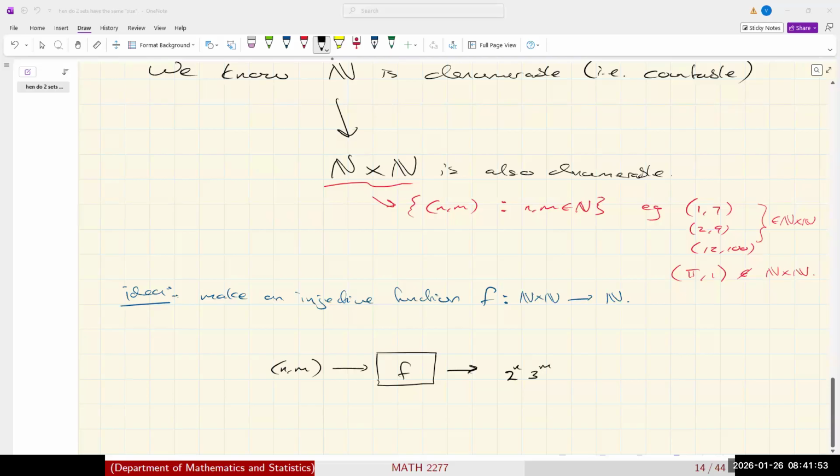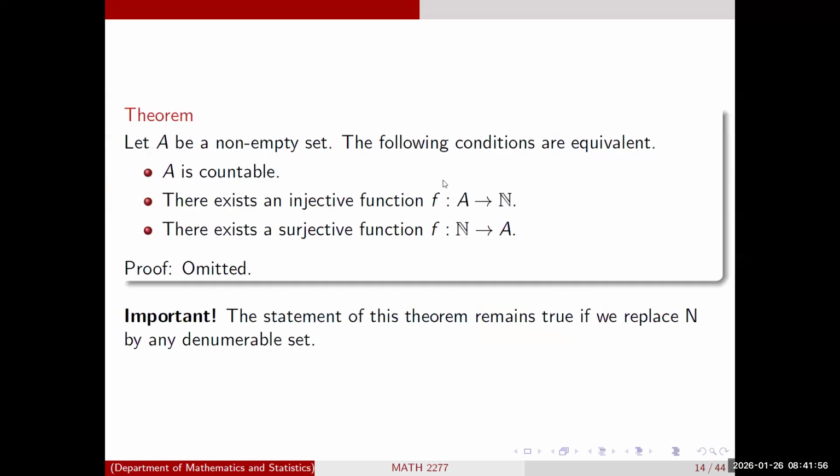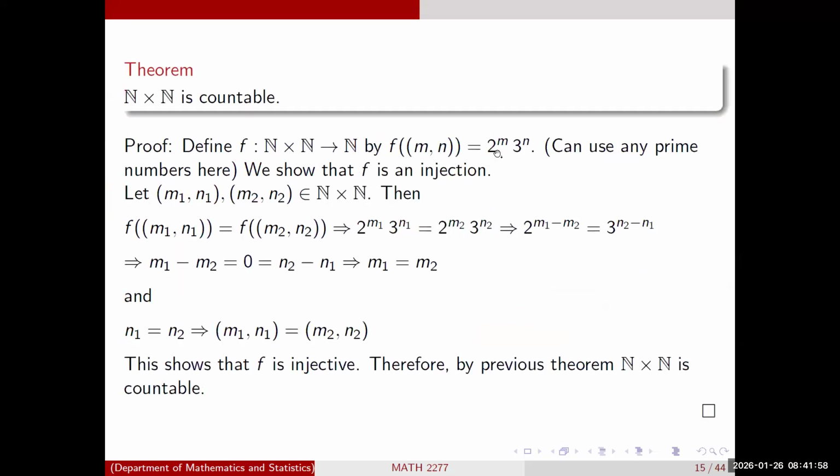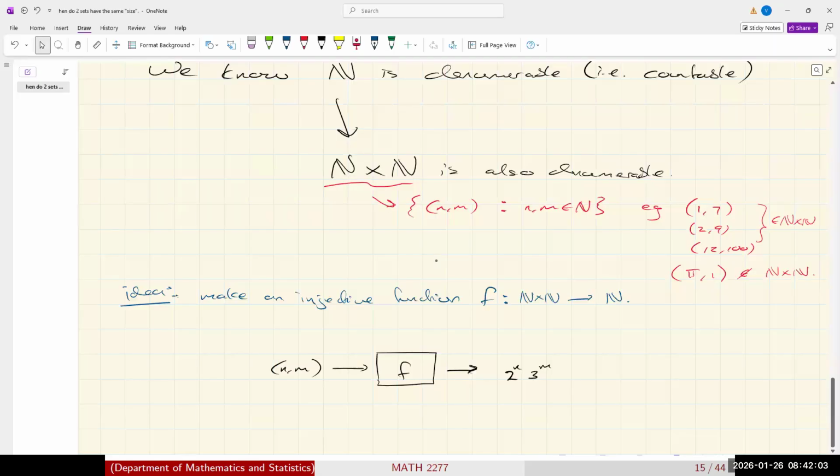Let me just make sure that's what they did, m and n. They did n and m. Yeah, so m and n. Let me keep it like that. I just swap the m and the n to make it consistent with the notes. Let's do m first and then n. It doesn't matter. M first and then n.